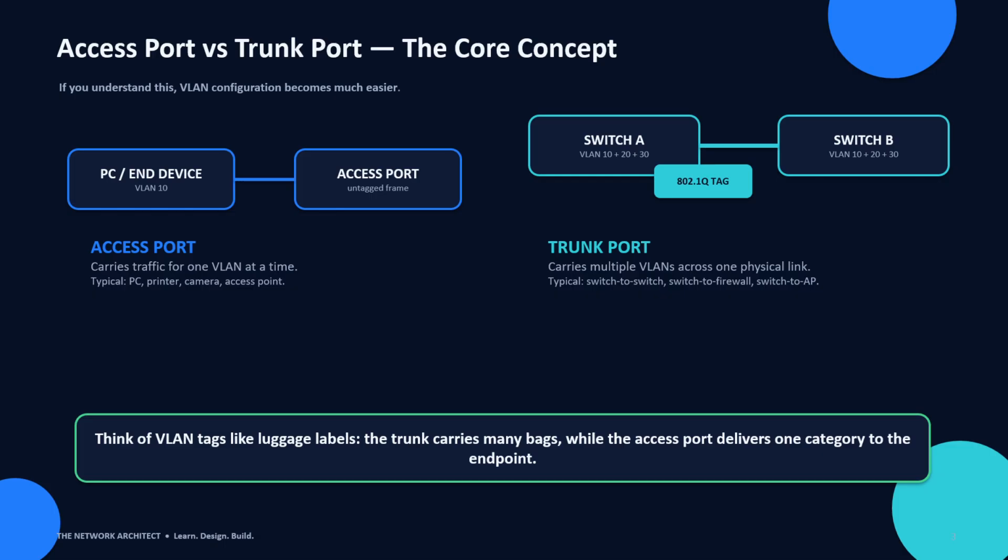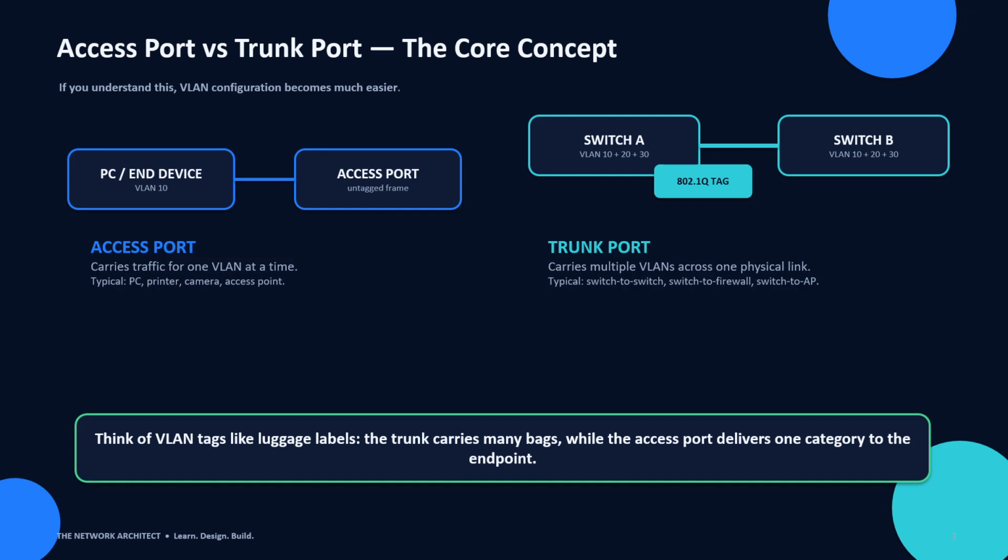The VLAN tag works in a similar way. The tag tells the receiving switch this frame belongs to VLAN 10, or this frame belongs to VLAN 20, or this frame belongs to VLAN 30. So the same physical cable can carry traffic from multiple VLANs. This is the major difference.